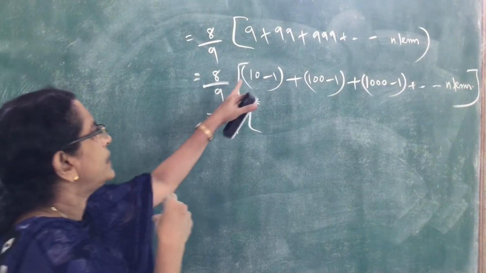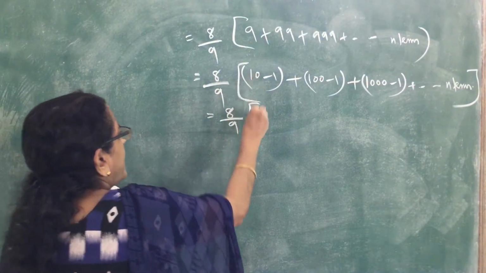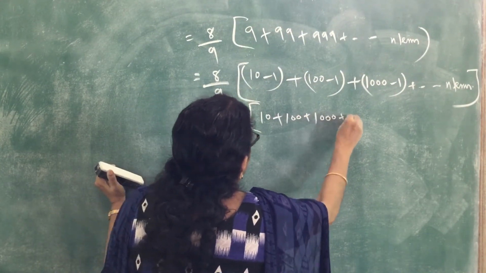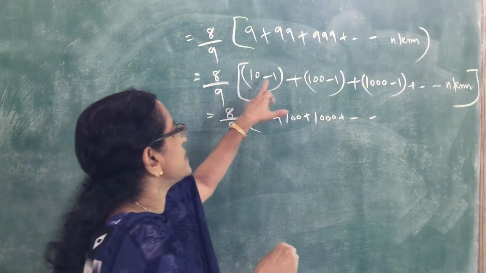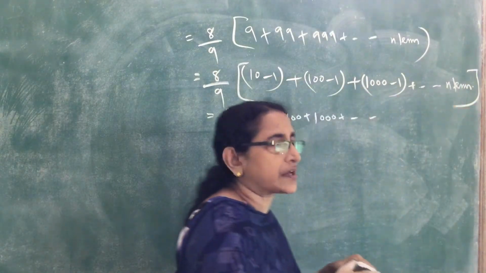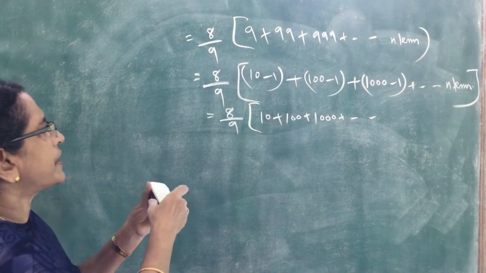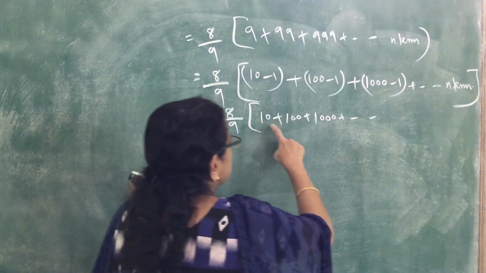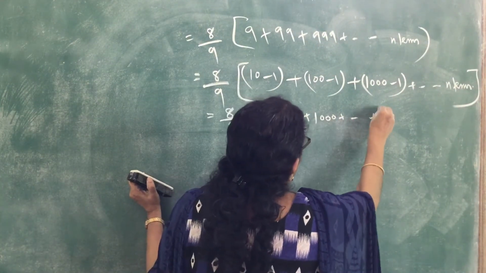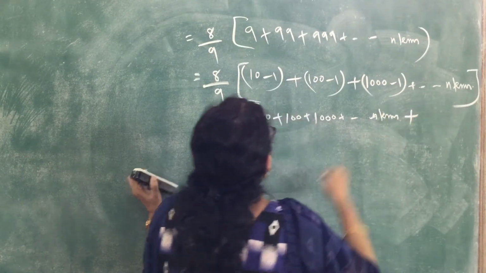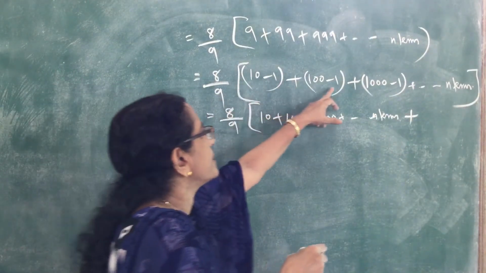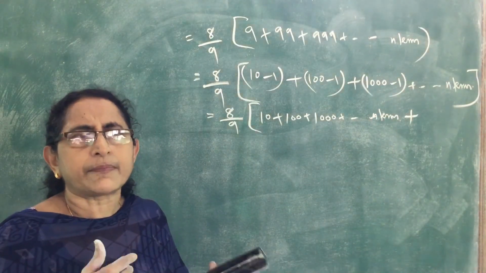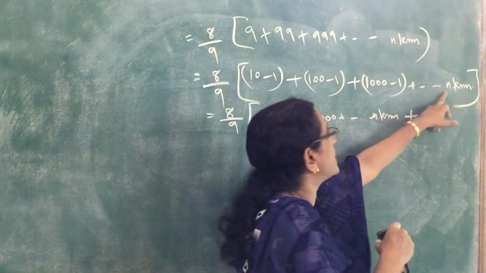So here we rearrange the terms. First write 10 plus, then 100 plus, 1000 plus, etc. How many terms are there? This is the first term, second term, third term, etc. There are n terms. So if you take the first terms of all the terms, there are n terms in the series. Then plus, see, the second term: here minus 1, here minus 1, here minus 1, the same number. So how many minus 1s will there be? There are n terms.